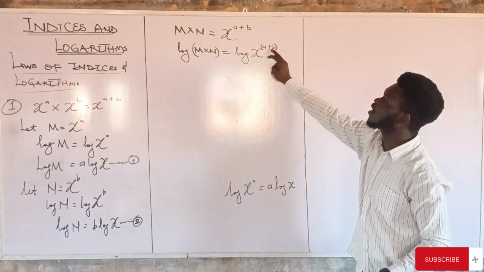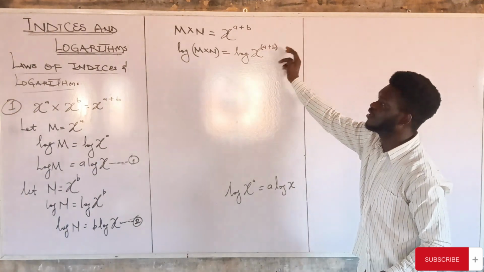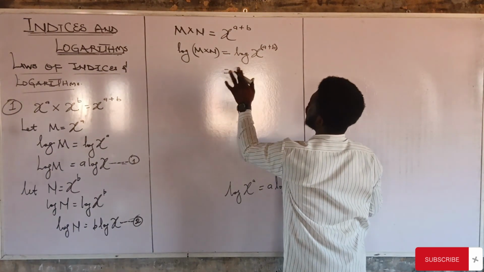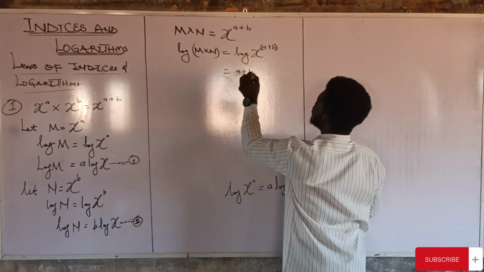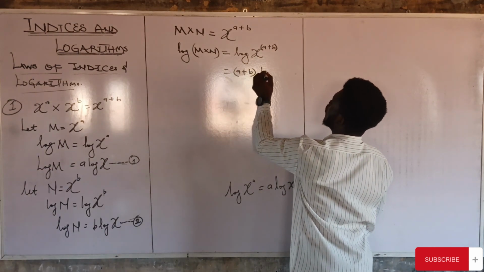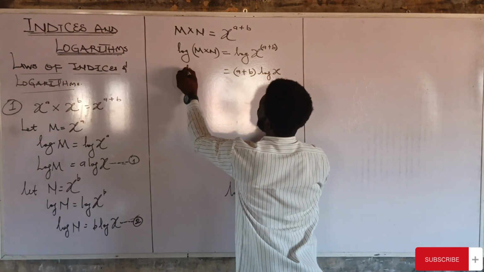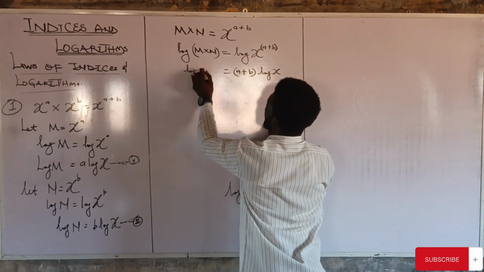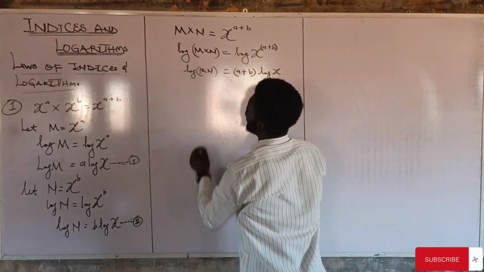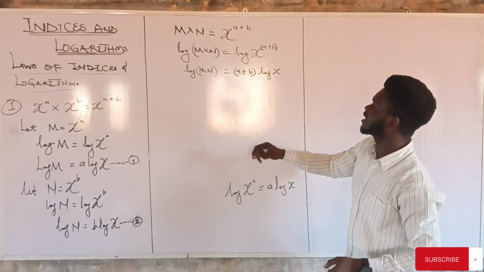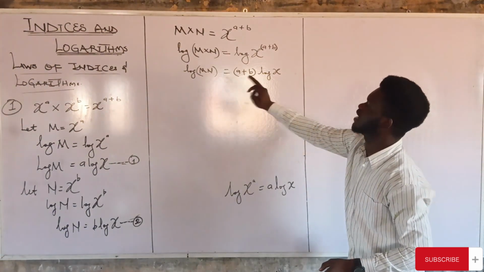So since we have x raised to the power of a plus b, we can revert it backward and say a plus b times log x. Then what do we have here? We have log mn. Why am I putting log mn? Because that's the product rule.